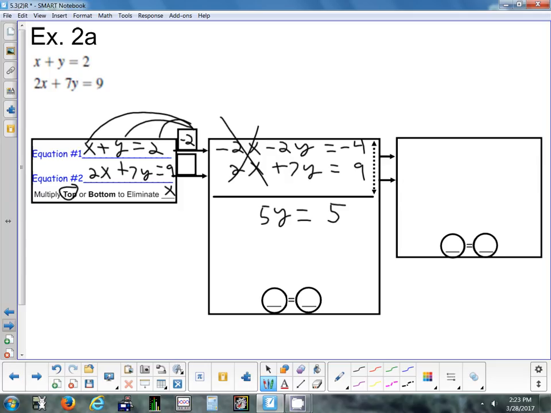Okay, this looks kind of similar to one we did before. What do we do on each side now? Ashley? Divide by 5, and y is 1, right?